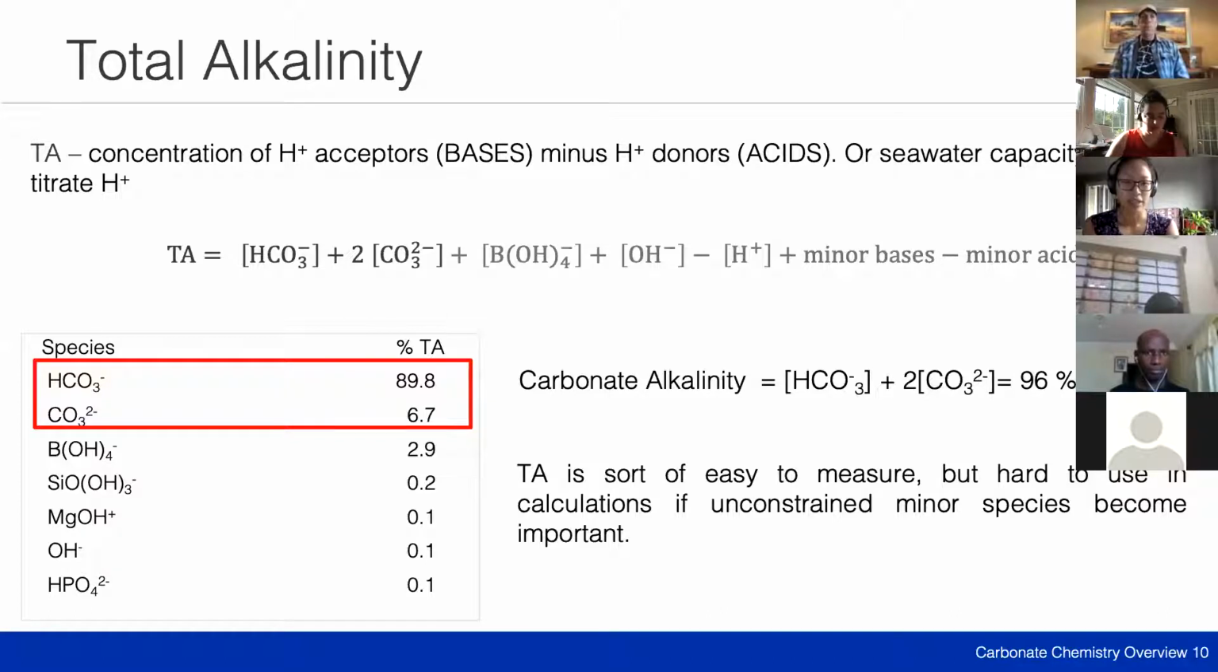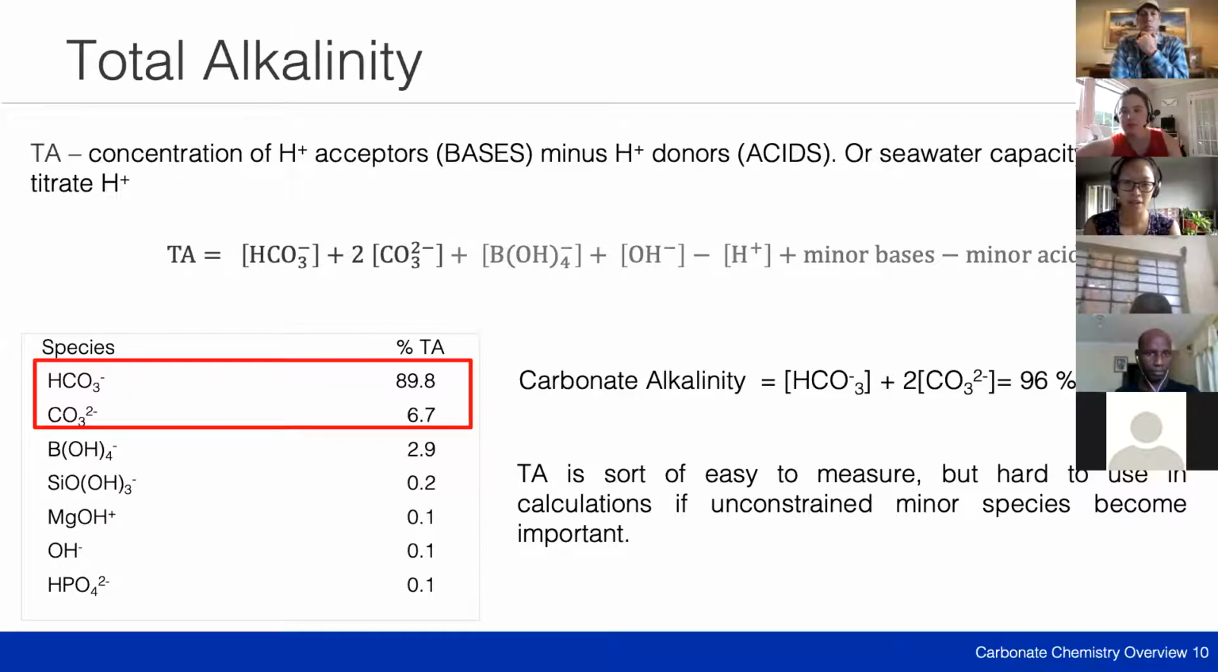I'm not going to go into buffer capacity, but we can talk about that later. In the ocean, carbonate alkalinity, so that's bicarbonate and carbonate. Because there's a 2 in front of that carbonate, when I say carbonate, I mean CO3 2-. Because there's a 2 minus there, you're counting that twice because it's doubly effective in absorbing a hydrogen ion.